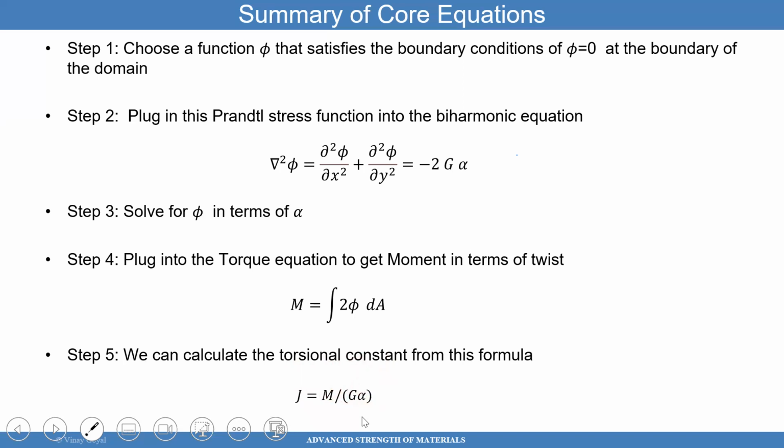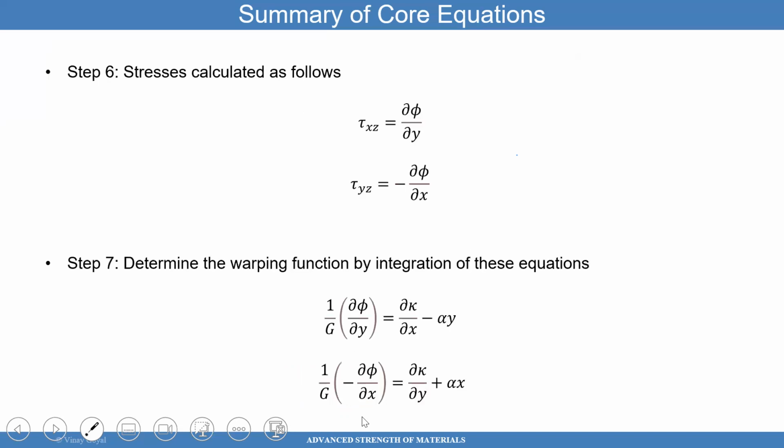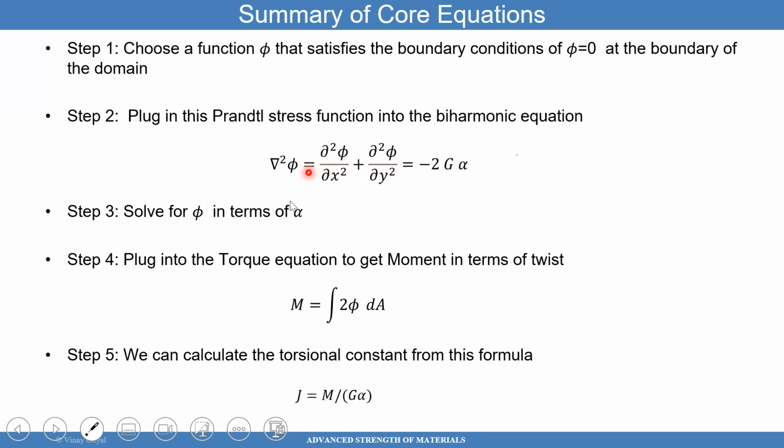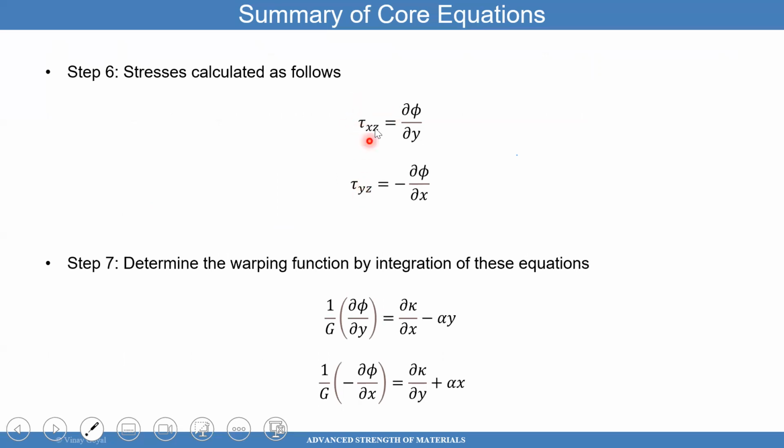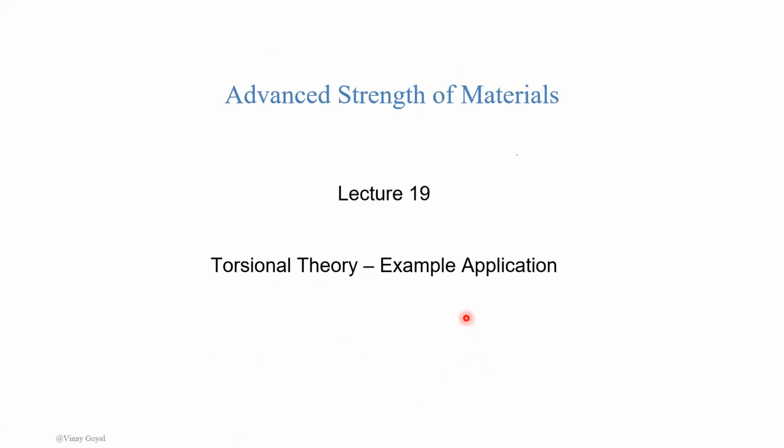So not only does this approach give you the relationship between the torque applied and how much that body of material will twist, but it also tells you what the polar moment of inertia is for that body. Step number 6, now that you know phi, and you know phi from this equation here, you can then calculate what the shear stresses are. And once you know the shear stresses, you can get the warping function kappa that I had discussed earlier. Very, very cool. Let's now step into an example application.